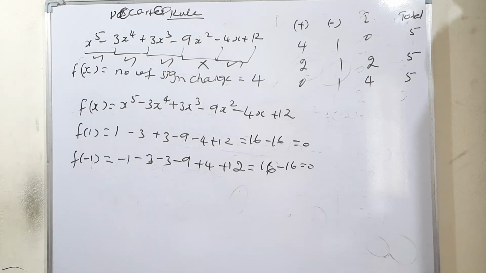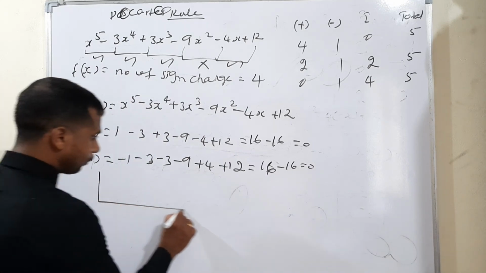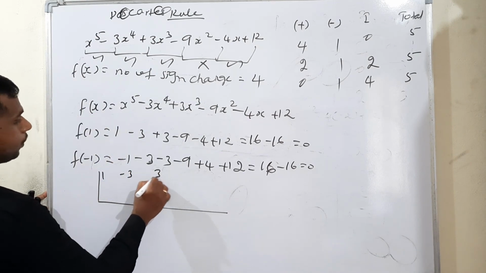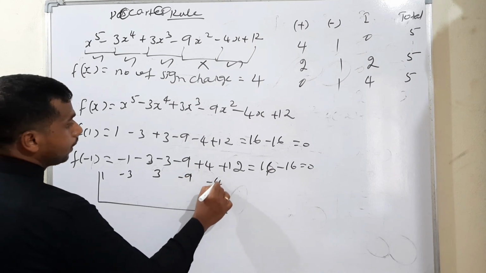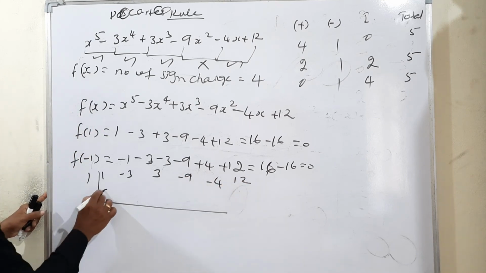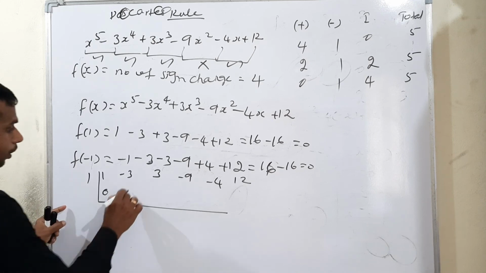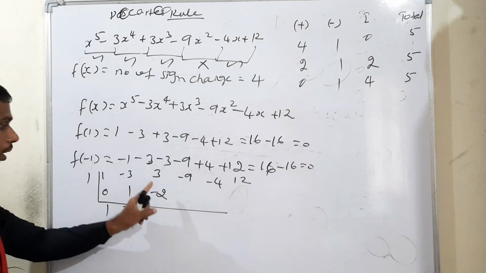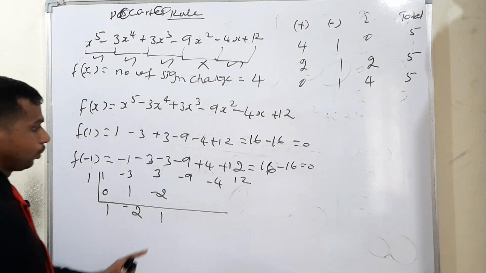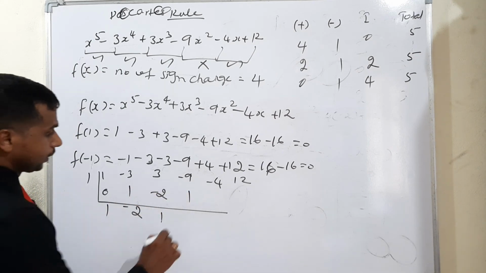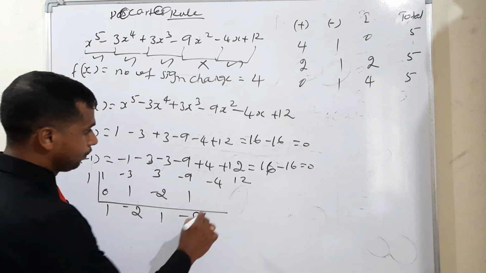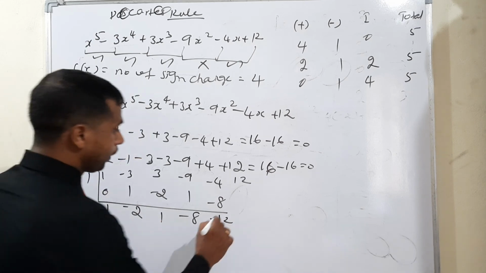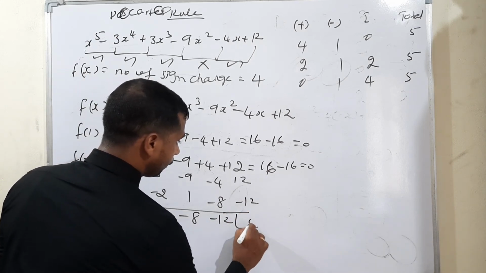So, now condition, do in synthetic division form, what are the values? 1, minus 3, positive 3, minus 9, minus 4, positive 12. First positive 1 means 1 plus 0 is equal to 1, 1 into 1 means 1, minus 3 plus 1 is equal to minus 2, 1 into minus 2 means minus 2, 3 minus 2 is equal to positive 1, 1 into 1 means 1. So, minus 9 plus 1 means minus 8, so 1 into minus 8 means minus 8, minus 8 minus 4 means minus 12. 1 into minus 12 is equal to minus 12. So, 0.